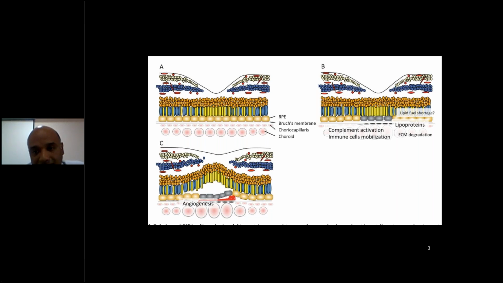In AMD, what is happening? The pigment epithelium is getting damaged. Once the functioning of the pigment epithelium is damaged, there is a break in the pigment epithelium over a period of time, and then under the pigment epithelium there is angiogenesis, and this angiogenesis protrudes into the retina or enters into the retina, and that leads to hemorrhage on the retina, and that in turn leads to visual loss.